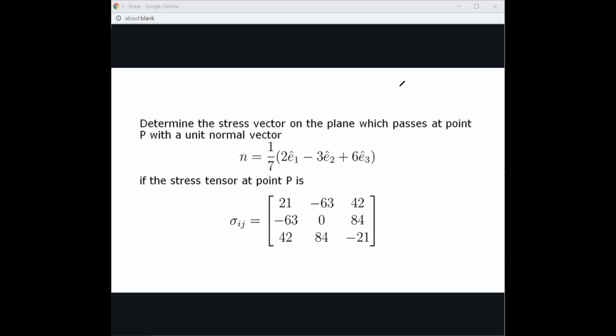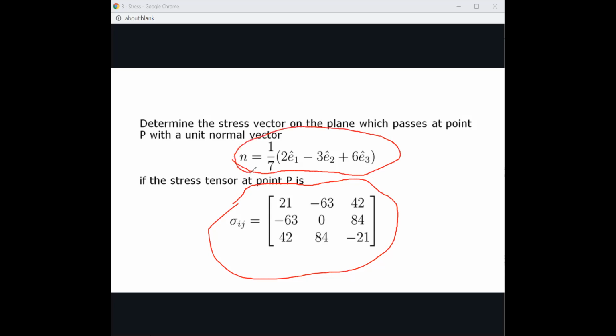So for example, let's have an example. Determine the stress vector on a plane which passes at point P with a unit normal vector n equals 1 over 7, 2 e hat 1 minus 3 e hat 2 plus 6 e hat 3, if the stress tensor at point P is this. Okay, so hindi mo na kayo pinahirapan. Binigay na sa inyo yung stress tensor at P at binigay din sa inyo yung normal vector. Okay, so how do we do this?